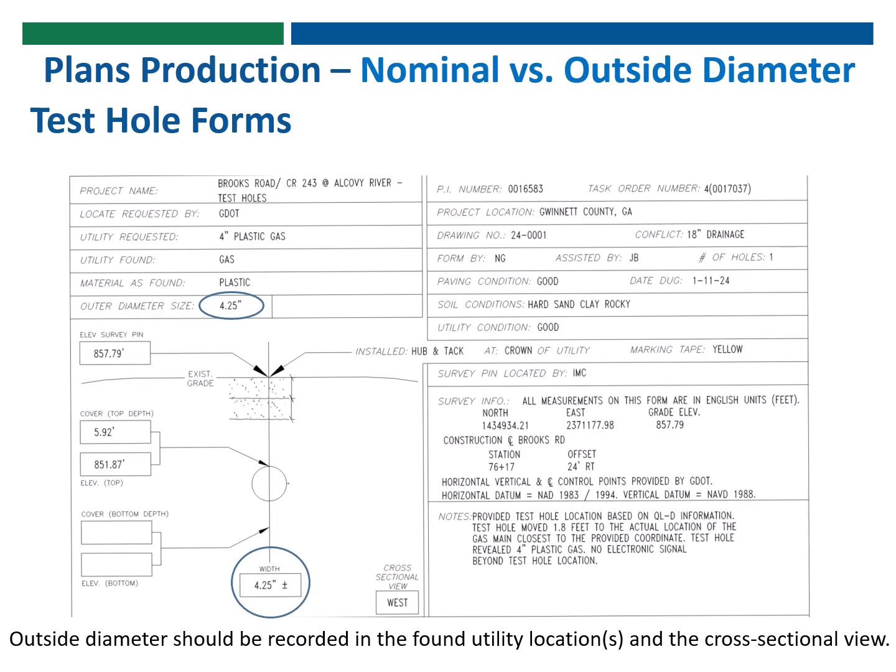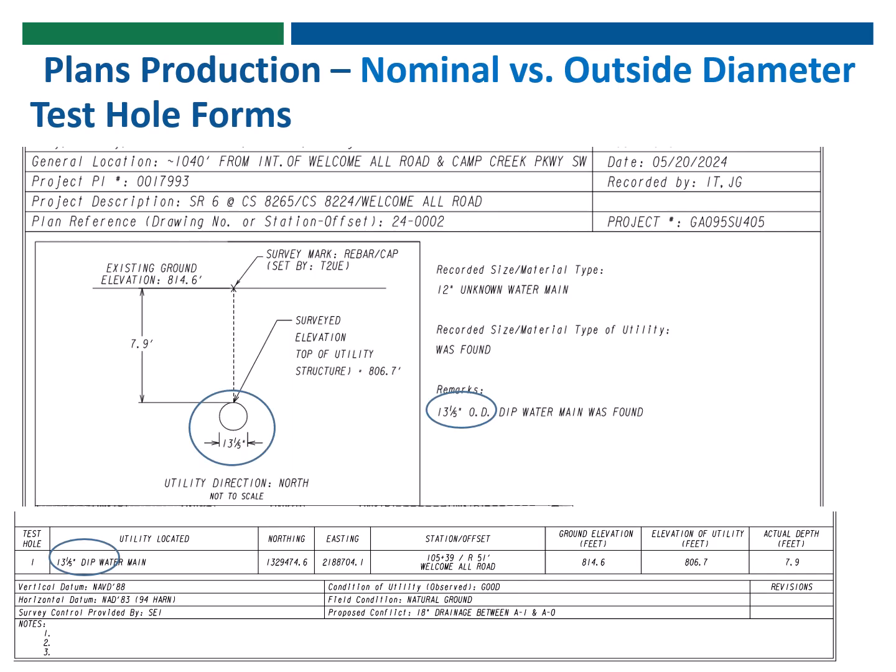In this next example, they were looking for a 4-inch plastic gas line, and what they found was a 4.25-inch outside diameter gas line, and that's what they noted on this form in the outer diameter size location, and also in the cross-sectional view they show the outside diameter that was measured.